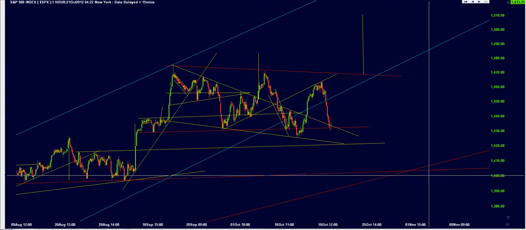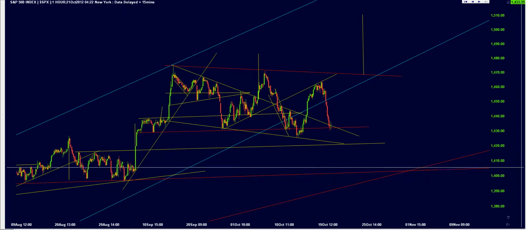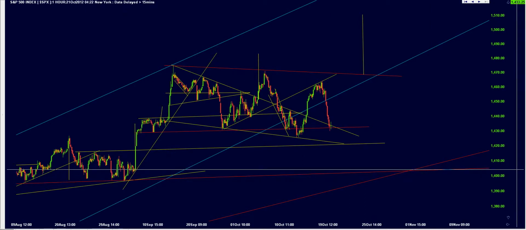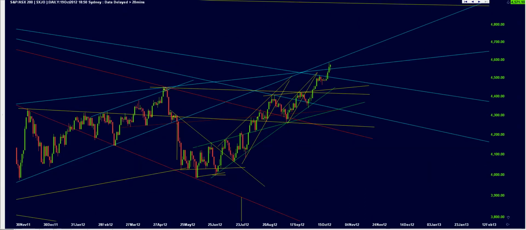Let's take a look now at the ASX 200 and just see what we can expect from that market in the coming week. Here on the daily chart, we can clearly see that the ASX 200 is definitely on fire, and this market wants to just keep on going up. Our market is very healthy, and we are technically in a bull market.